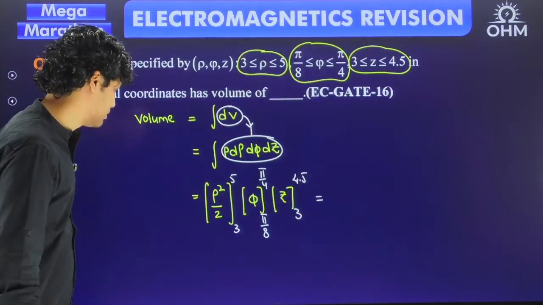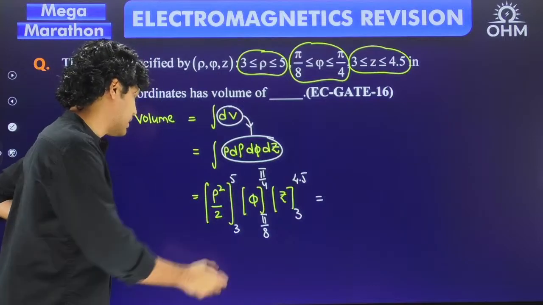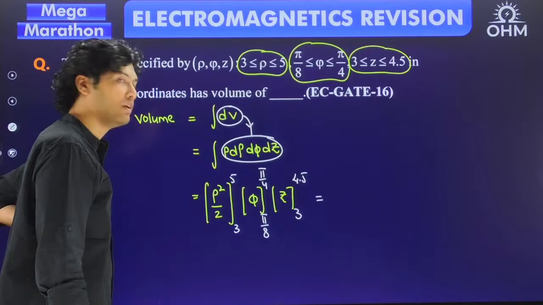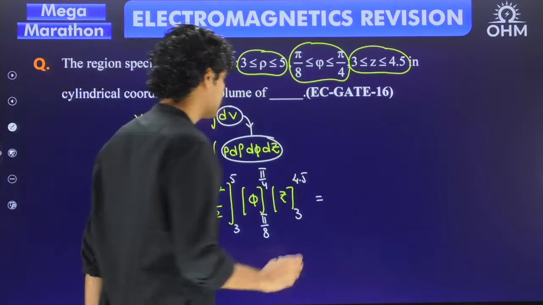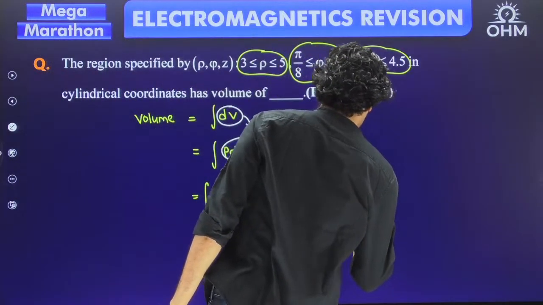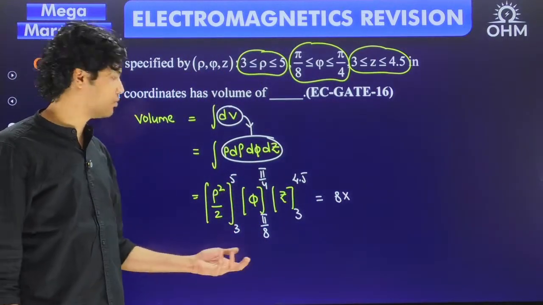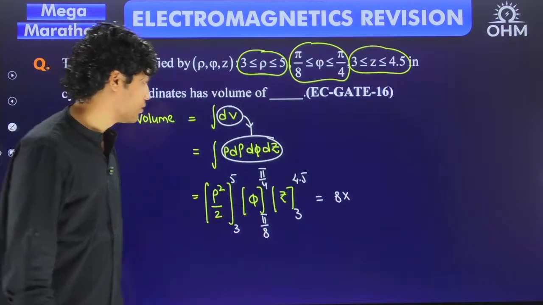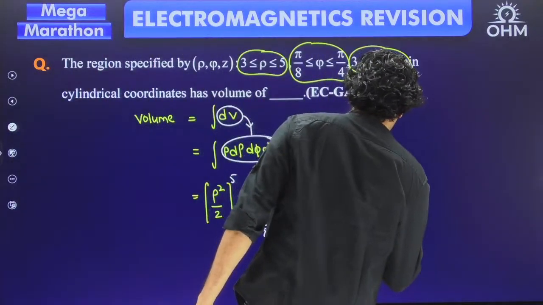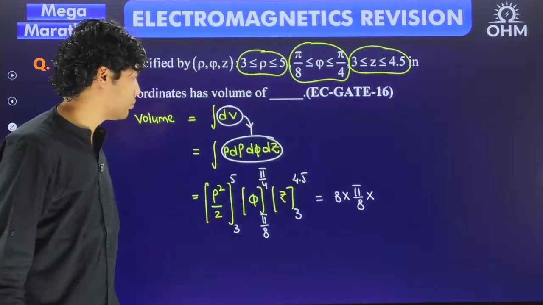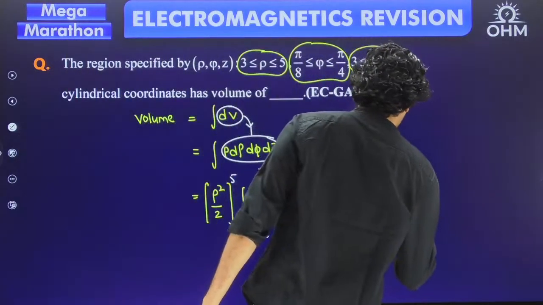5 square is 25 minus 3 square is 9. 25 minus 9 is 16. 16 by 2 is 8. So this is 8 into pi by 4 minus pi by 8, which is pi into 1 by 4 minus 1 by 8, which is pi by 8. So the second limits after the substitution give pi by 8. The last one is 4.5 minus 3, which is 1.5.